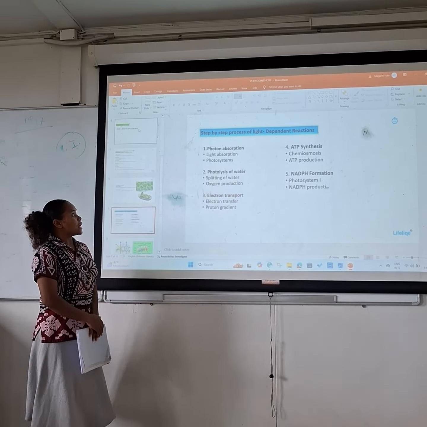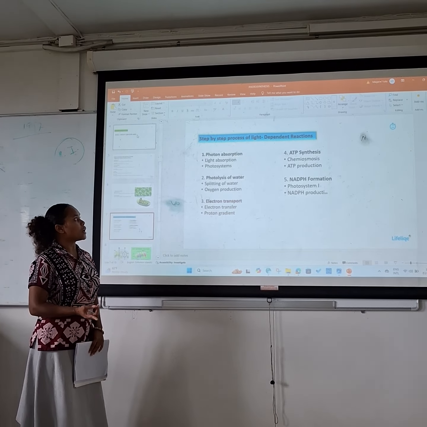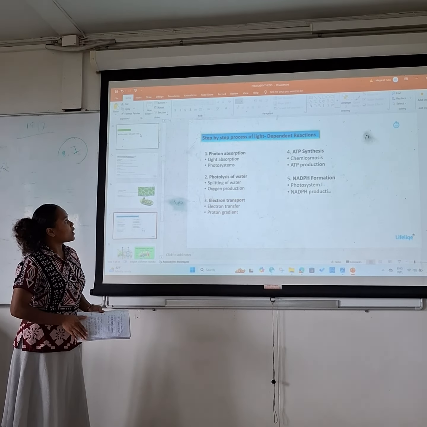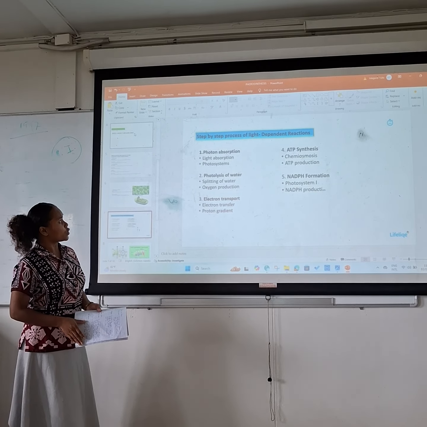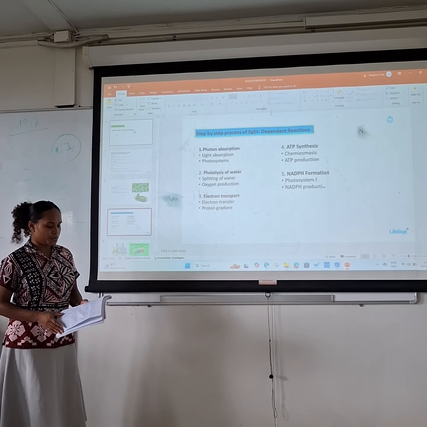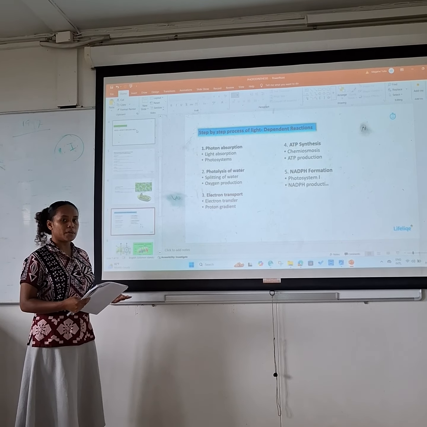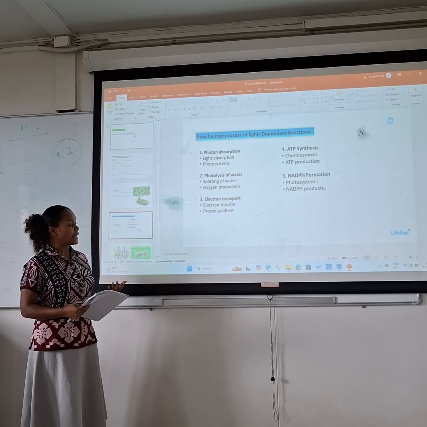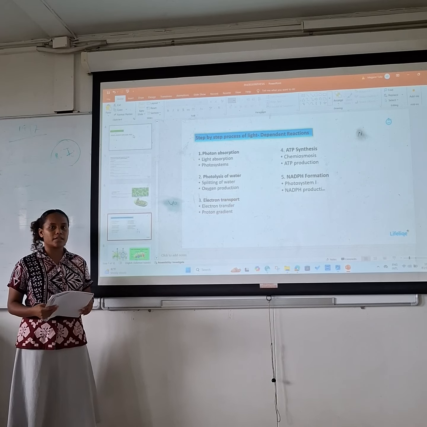Okay, the step-by-step process of light-dependent reaction. Number 1, photon absorption. The first one is light absorption. Chlorophyll and other pigments in the thylakoid membrane absorb photons of light. The absorption excites electrons to a higher state.